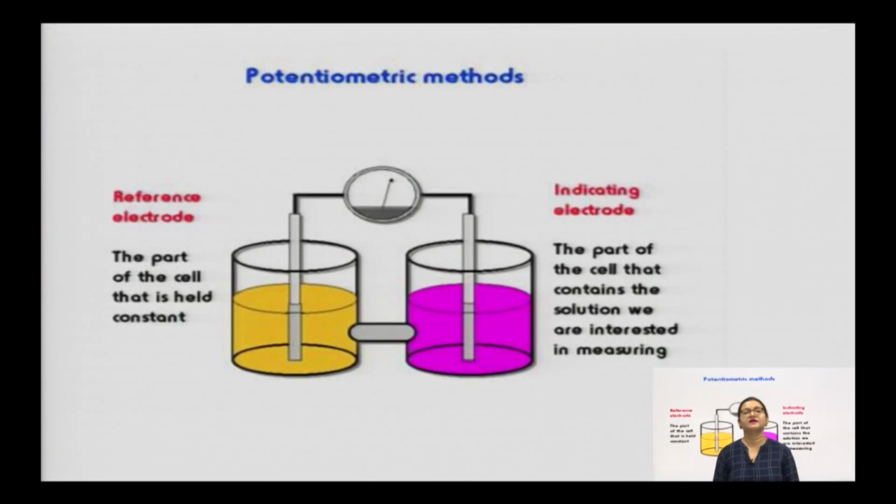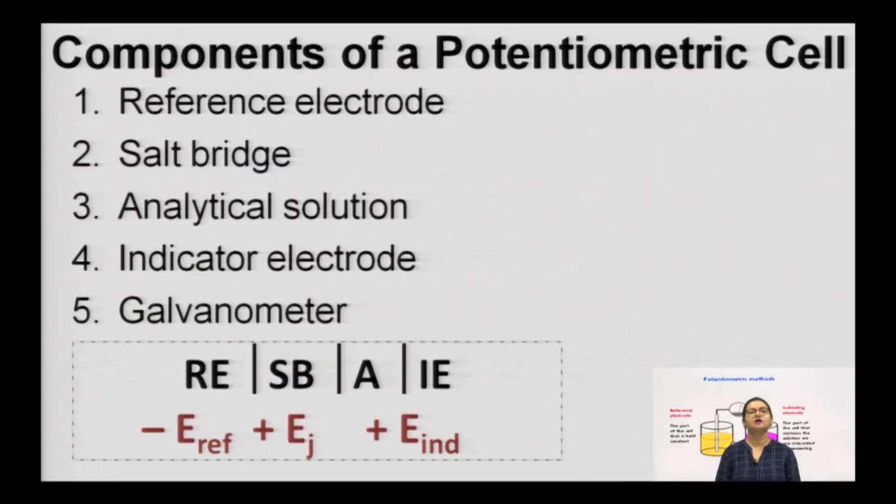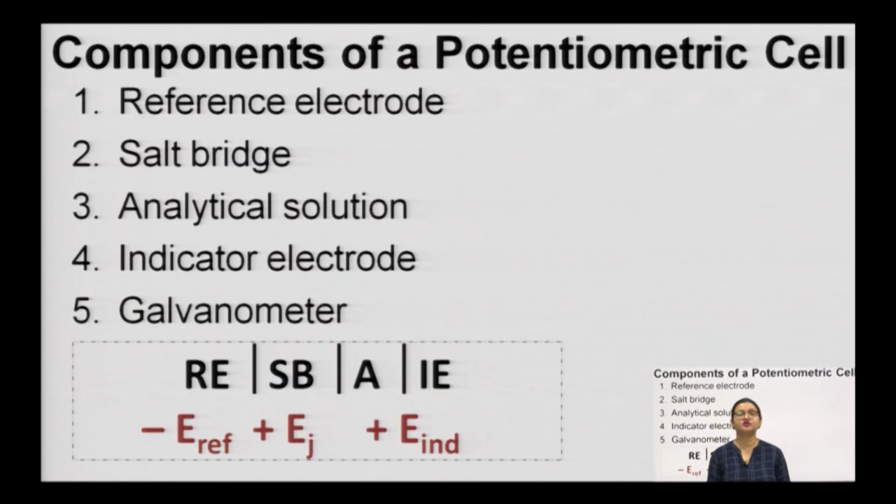Then what is the basic construction of potentiometric methods? We all saw. Then what are the components of a potentiometric cell? We all studied about it. There are five basic components: reference electrode, salt bridge, analytical solution, indicator electrode, and a galvanometer. For the reference electrode, we studied its types. There are three basic types: standard calomel electrode, standard hydrogen electrode, and silver chloride electrode.